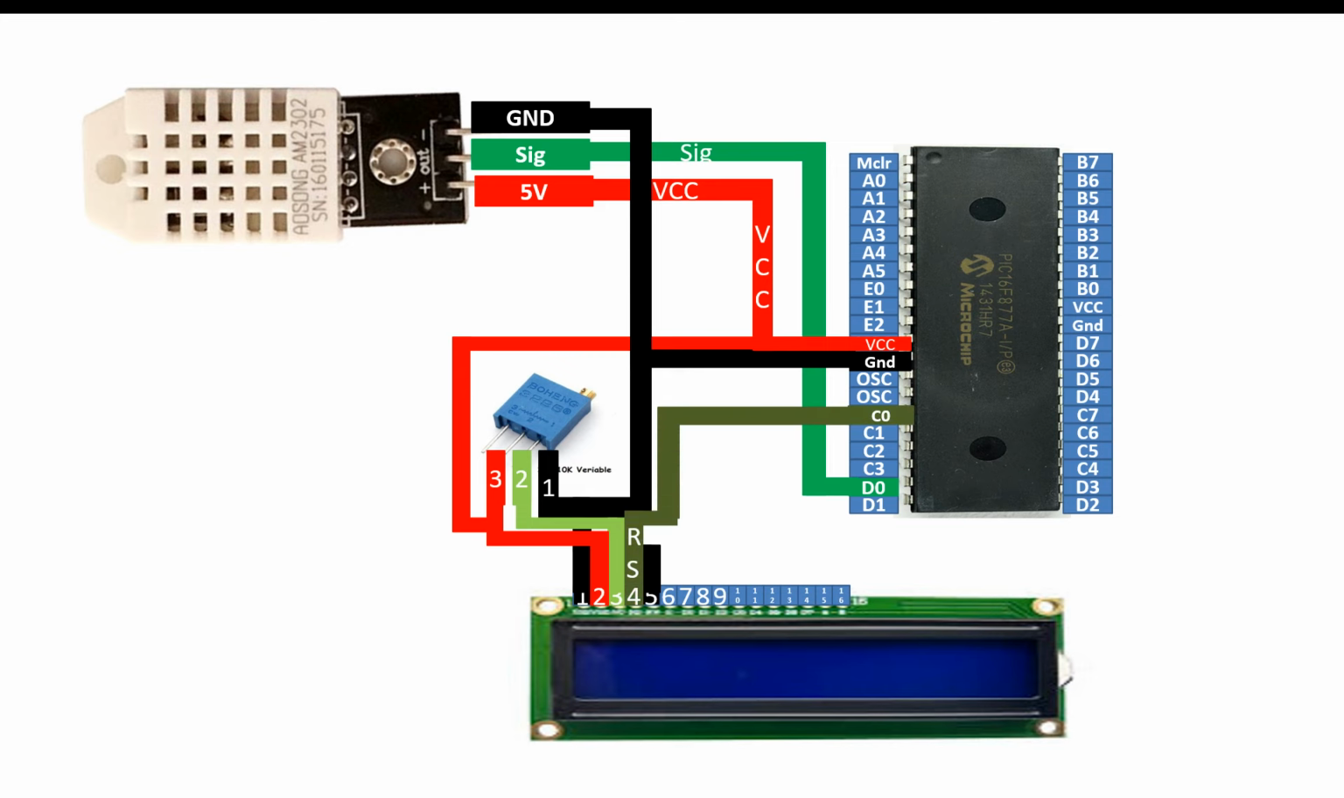You can connect it to any available digital input output pin of the PIC. I am going to use pin number 15, that is pin number C0, like this. Now guys, pin number 6 is the enable pin. You can use any available digital input output pin. I am going to use pin number C1 of the PIC.